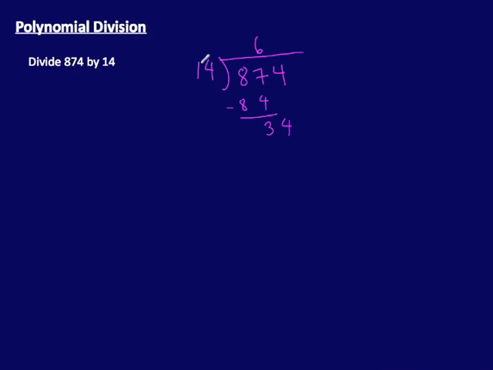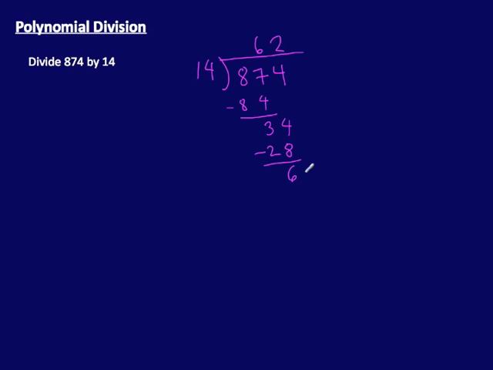Now how many times evenly does 14 go into 34? Well, it goes twice. 28 is the largest multiple of 14 that is less than 34. So we subtract that and we end up with 6.